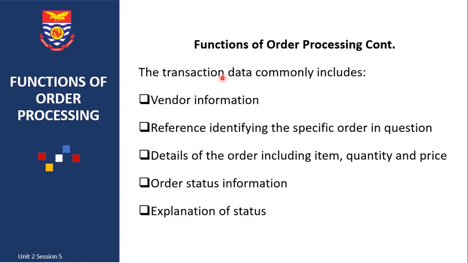So the typical data that the order status report will have is the supplier's or the warehouse information, a reference number which identifies the order in question, details of the order including the items, quantity and price, order status information, as well as a statement explaining the status of the order.